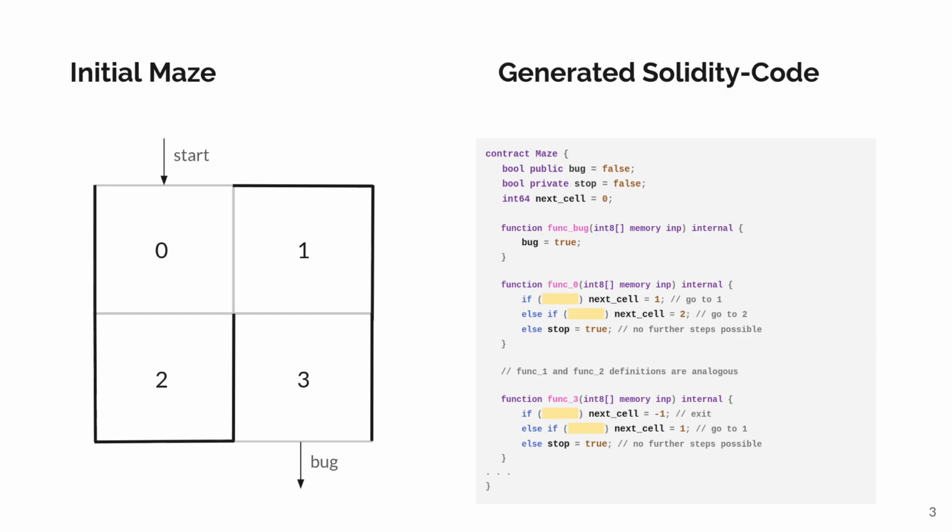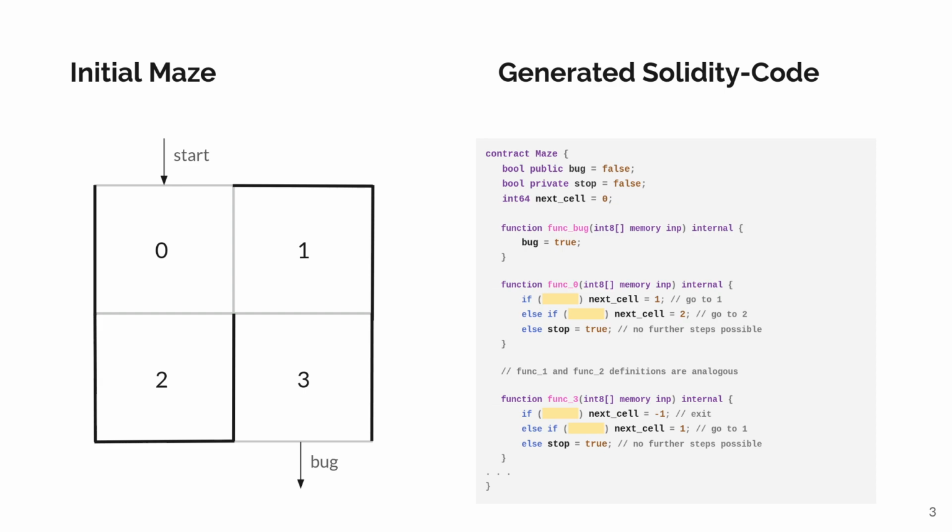The fuzzer can then traverse the maze by calling the functions corresponding to the cells. Inside the function bodies, if some conditional is met, the next cell value, which stores which cell the fuzzer can travel to next, is set to the corresponding value. For example, here if you look at cell 0, we translate this to function 0 and we can travel either to cell 1 or cell 2, depending on whether the if or the else if conditions are met.